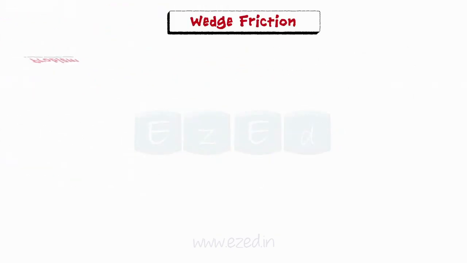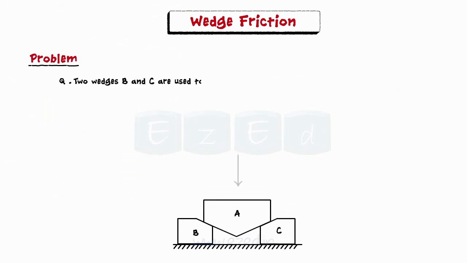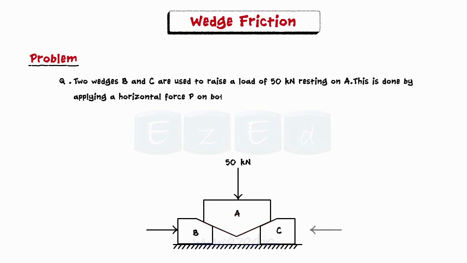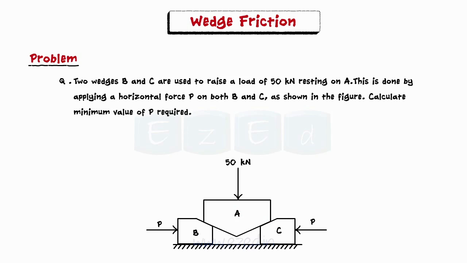Let us now consider this problem. Two wedges B and C are used to raise a load of 50 kilonewtons resting on A. This is done by applying a horizontal force P on both B and C, as shown in the figure. Calculate minimum value of P required. Assume symmetry of loading.